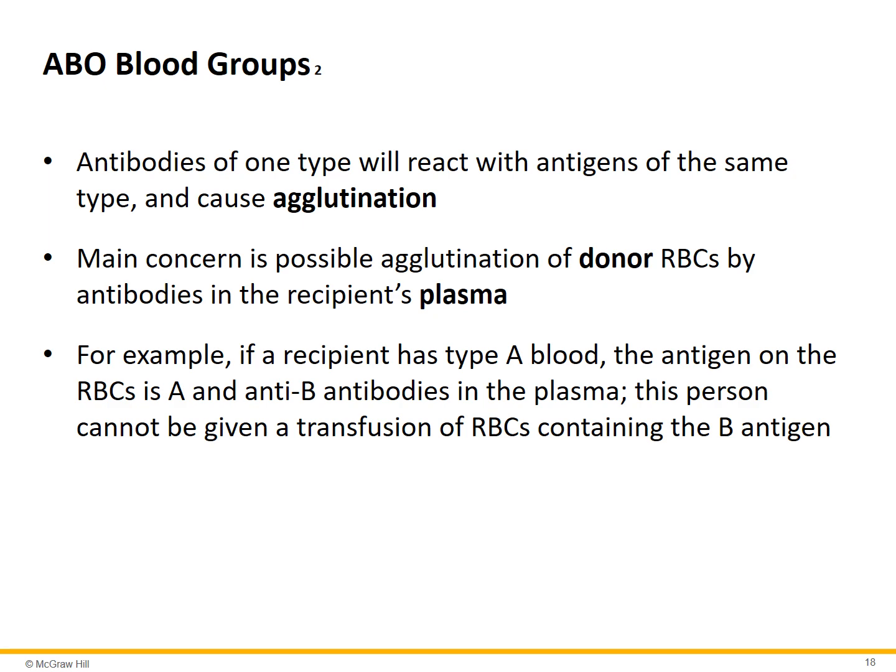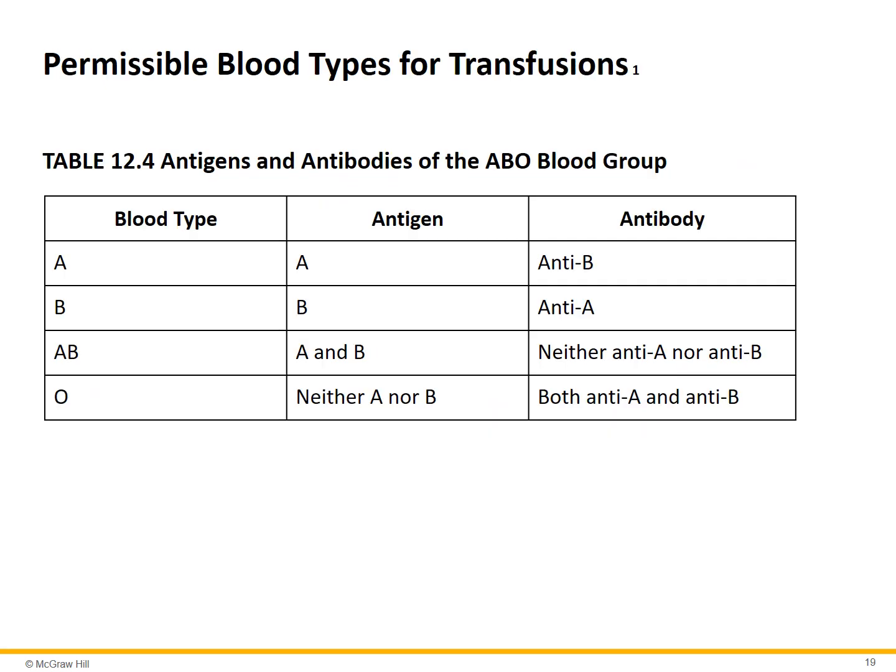All right, here's where it gets interesting. This chart, which is in your packet, shows possible blood types for transfusions. If you have type A blood, remember you have type B antibodies. If you have B blood, you have A antibodies. If you have AB blood, you don't have either antibody. And if you're O, you don't have either of the antigens, but you have both of the antibodies.